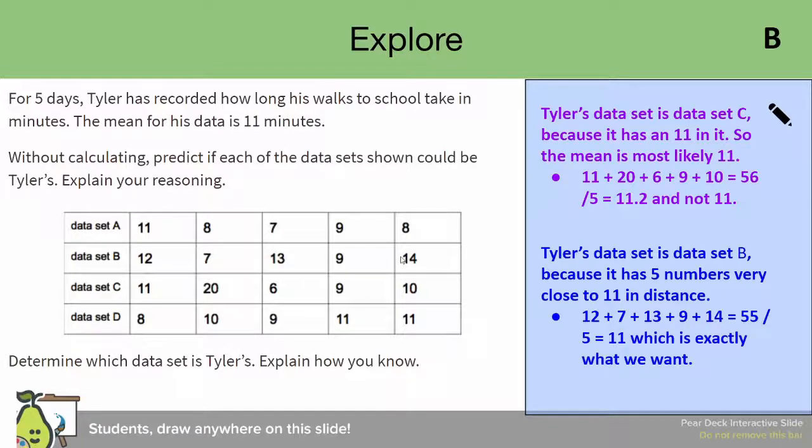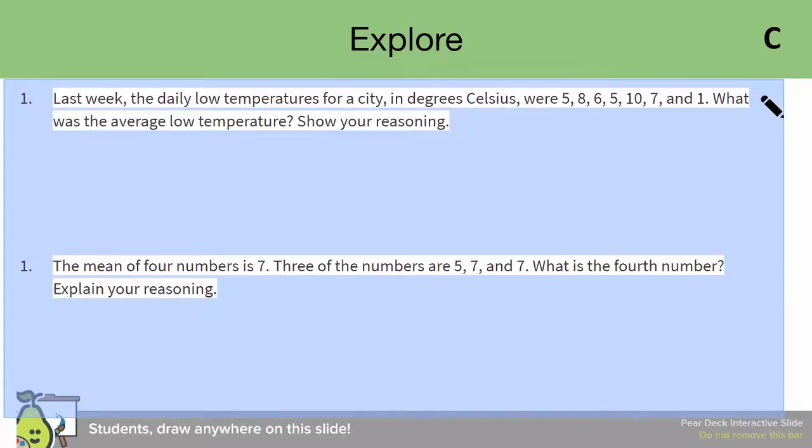Now, if we look at the math behind this, we can see that 12 plus 7 plus 13 plus 9 plus 14 is actually equal to 55. And if we divide that by 5, you will get 11, which is exactly what we want. So with that said, let's move on to the next part, explore part C.